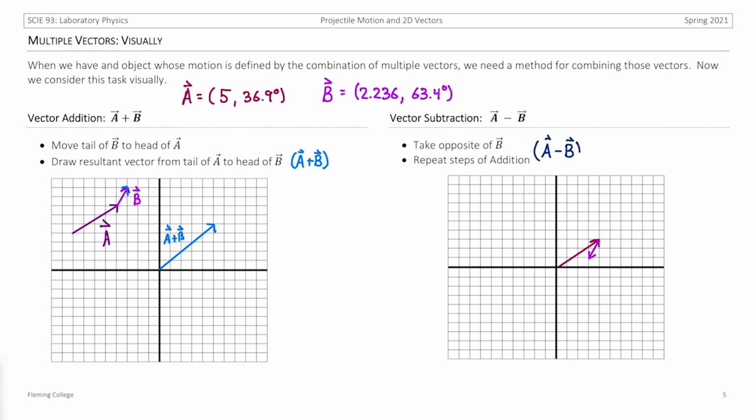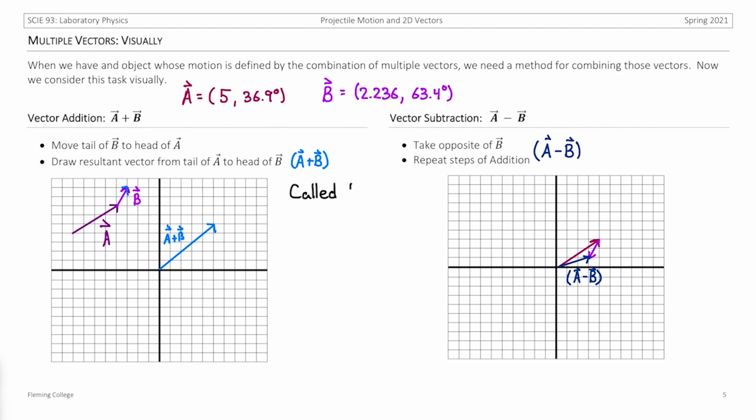So A subtract B, we'll just draw the resultant vector in from the tail of A to the head of B here in dark blue. Notice that it is quite different from the A plus B vector, so it's very important to pay attention to the way you are completing the arithmetic.